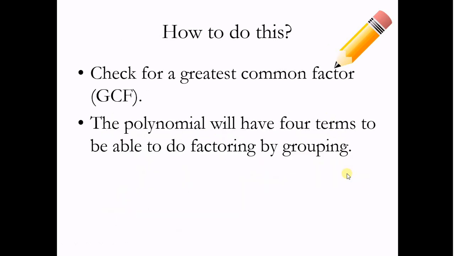So, here are some formal directions. Check for a greatest common factor, and that's always when you factor. Always check for greatest common factor, no matter what. Then, the polynomial will always have 4 terms to be able to do factoring by grouping. So you're always going to want to see, do you have 4 terms? If you have 4 terms, you know you can factor by grouping. Alright? That's how you should know that you can use the box. A lot of people just call this the box method.